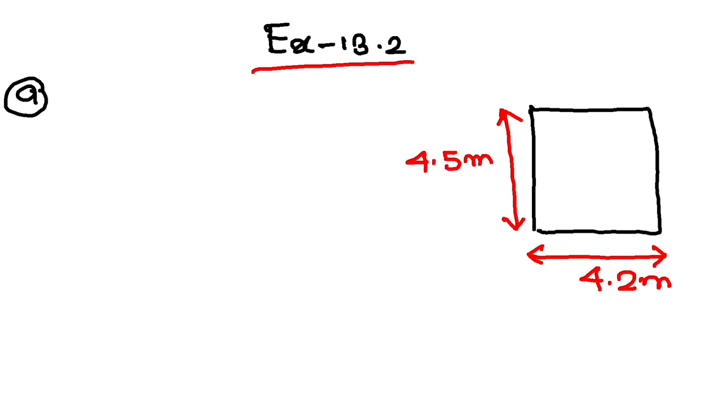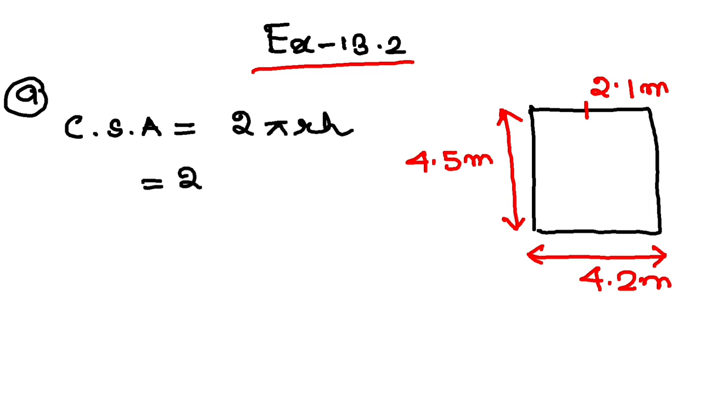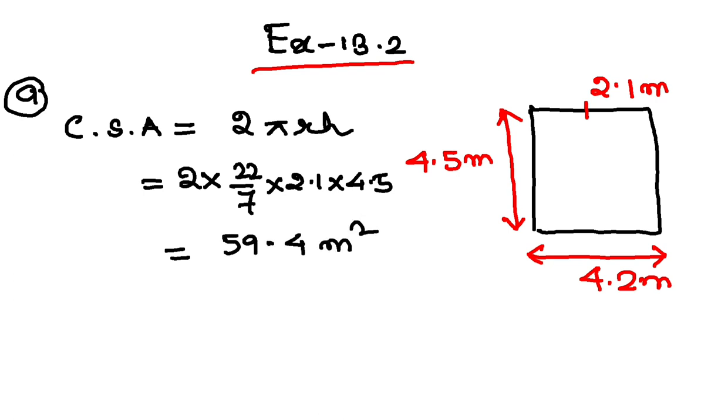Okay, if its diameter is 4.2, its radius is of course 2.1 meter, isn't it? Okay, now you have to find the CSA or lateral surface area of the tank. So CSA, it is the curved surface area of the tank. The formula for cylinder is 2 pi r h. So that brings 2 into 22 by 7. My radius is 2.1 into 4.5, which is the height. So if you calculate this one, you will get 59.4 meter square. Okay, this is the first part.